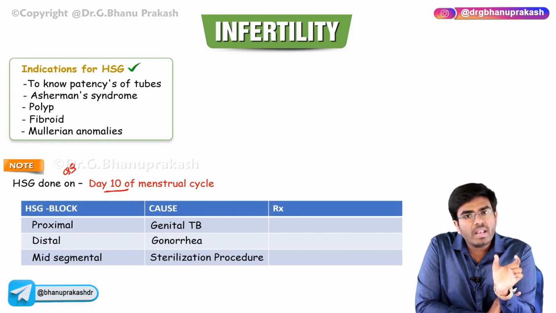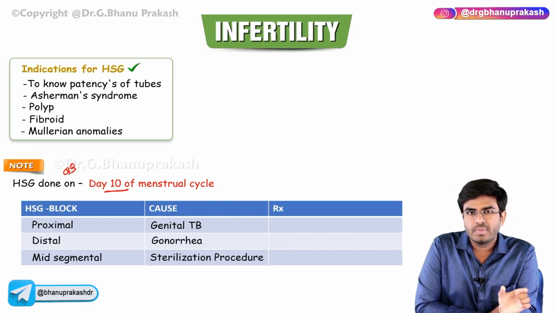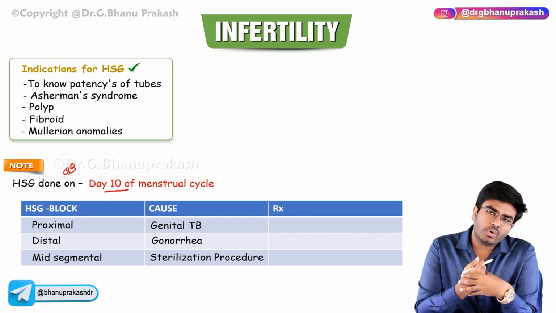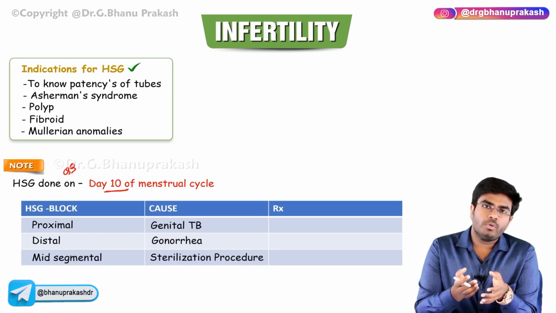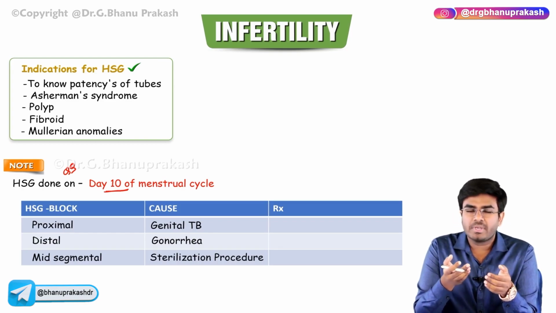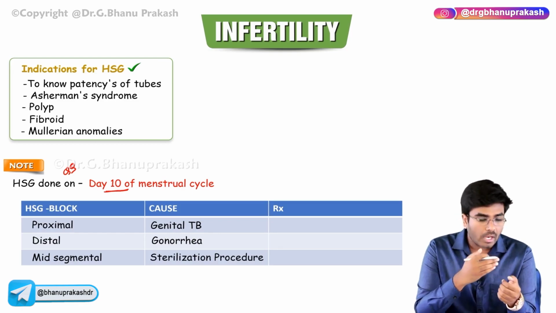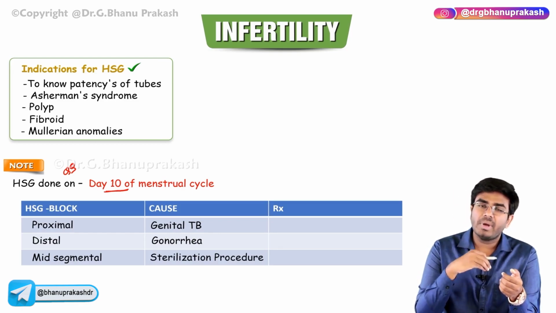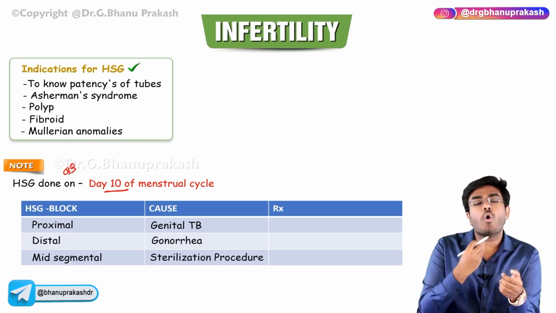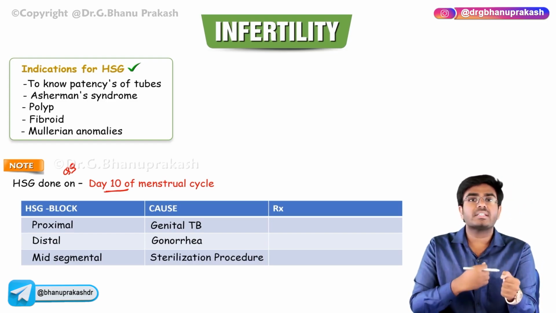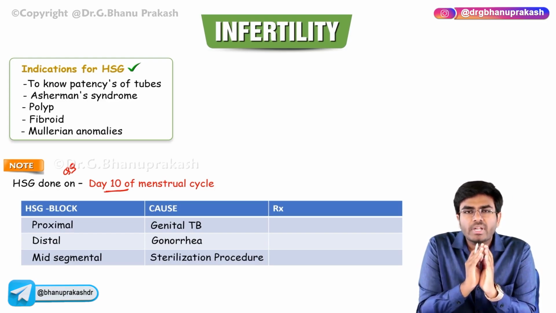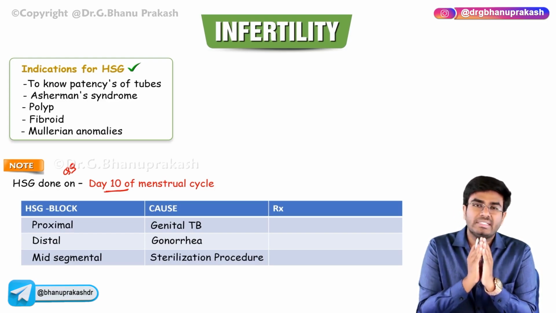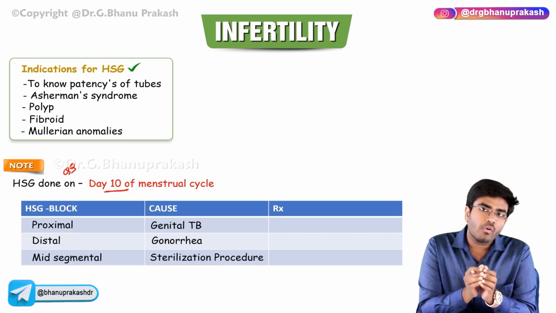If there is a tubal factor of infertility, can we perform intrauterine insemination? No, you cannot perform intrauterine insemination. Why? Because already the tubes are blocked. You are releasing the sperms in the uterine cavity, but these sperms cannot reach the ovum. Why? Because there is a blockage at the level of tubes. So intrauterine insemination is not done for a tubal factor of infertility.